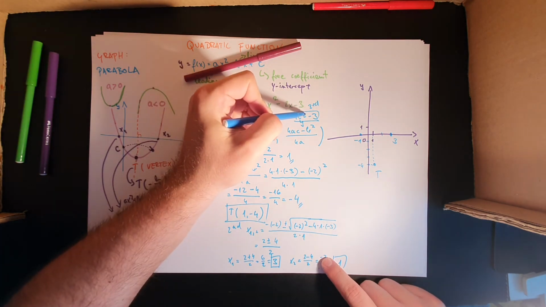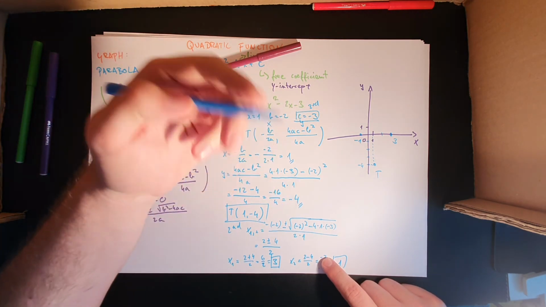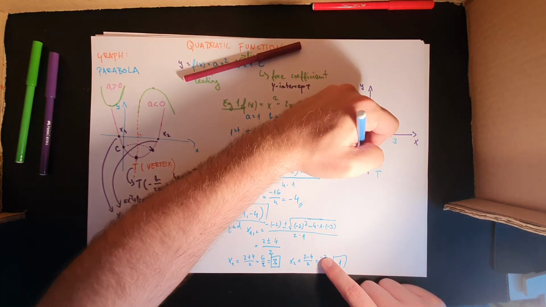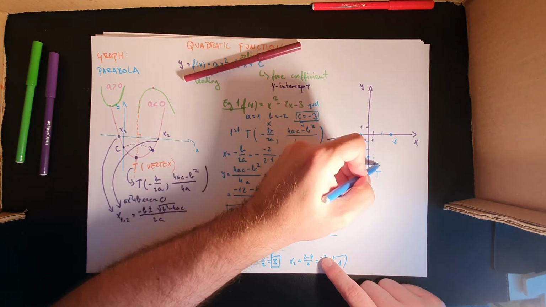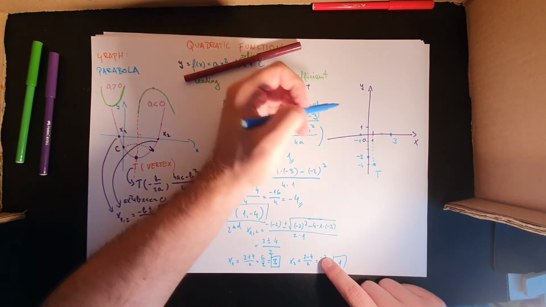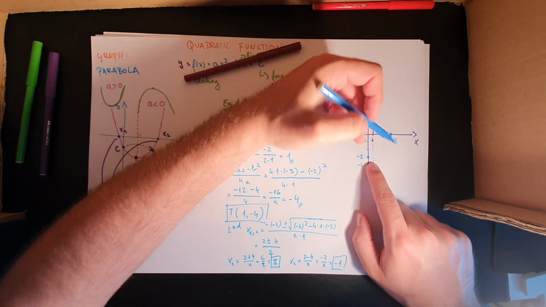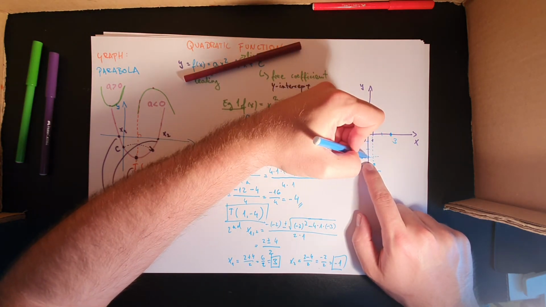Next step is going with c equal to minus 3. This is the y-intercept. Minus 3 is here. So we now have altogether 4 points. Now what? How am I going to get the last point? I'm going to go through it.